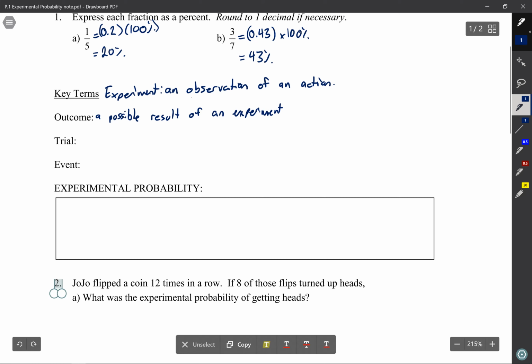So for example, let's say our experiment is rolling a die. If we roll a die, it can come up a 1 or a 2 or a 3 or a 4. We can roll 5 or 6. Those are all possible outcomes of the experiment. A trial is one round of a probability experiment.